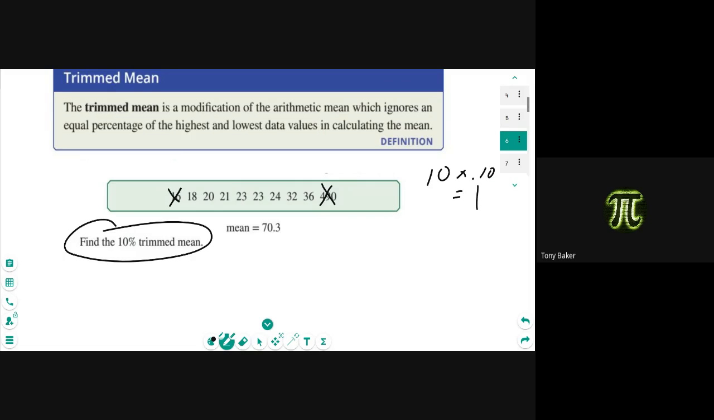Did I script my numbers? Hold on. 18, 20, 21, 22, 23, 24, 32, 36. I think you might be a little low. Yeah, I got 24.6. Yeah. 24.6. Well, 24.625.